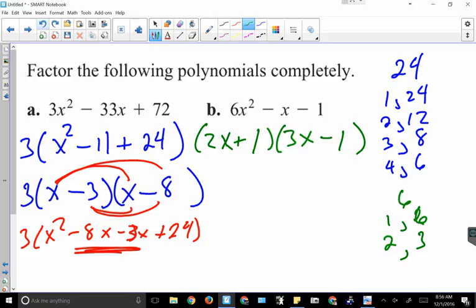If this scenario did not work, if this gave me a positive 3x, what should I switch around so that I get a negative 3x? The 2 and the 3, right? If I go and switch this, and I put the 3 here and I put the 2 here, will this do it for me? If I take 3x times negative 1, that gives me minus 3x. If I take 1 times 2x, that gives me plus 2x. Do I get the middle term that I'm looking for?